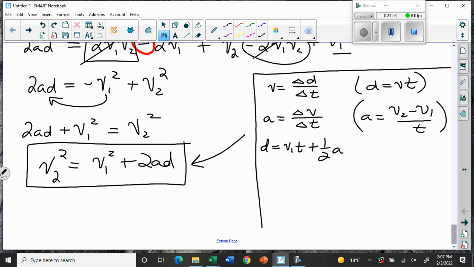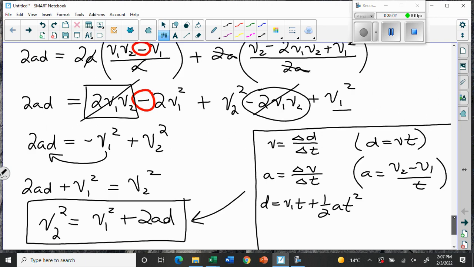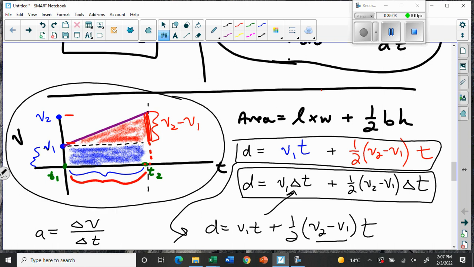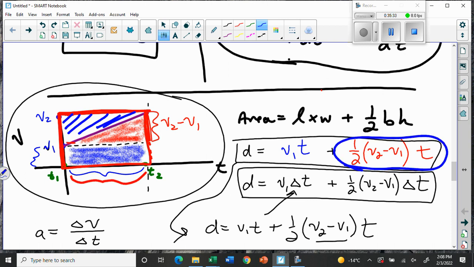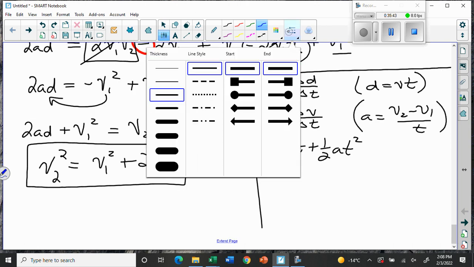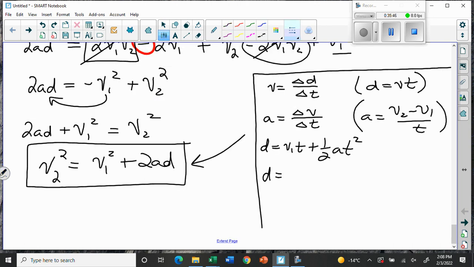Now, what I didn't show you is there's another version of this. If you go back very quickly, see this area we were figuring out here? There's another way to get this area. We could take the box in its entirety up here, the red box I just drew, and that would be V2 times T, length times width. And then we could subtract the blue triangle on top, which is exactly the same as the red triangle underneath. So there's a version of this where it's V2T, take away the 1/2 AT squared. So I'll write that in here as well. And you can go back and look at that later if you really want to see how that works.